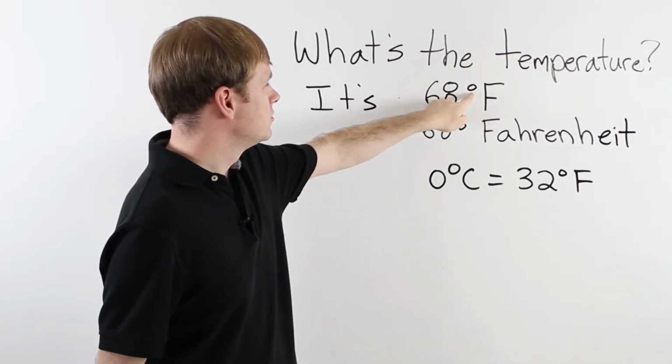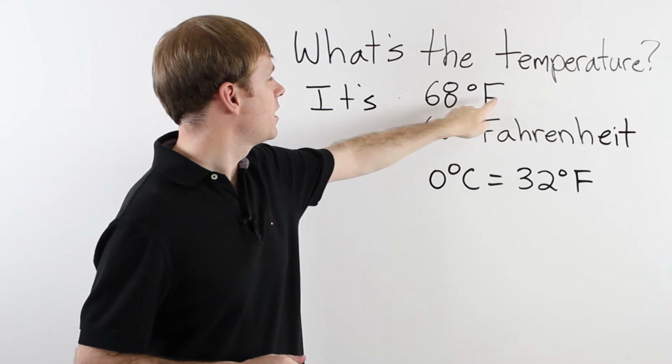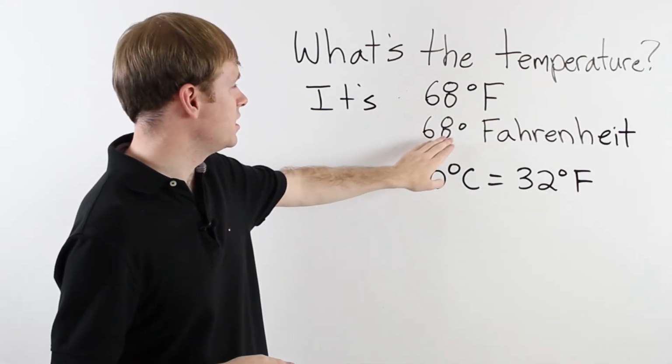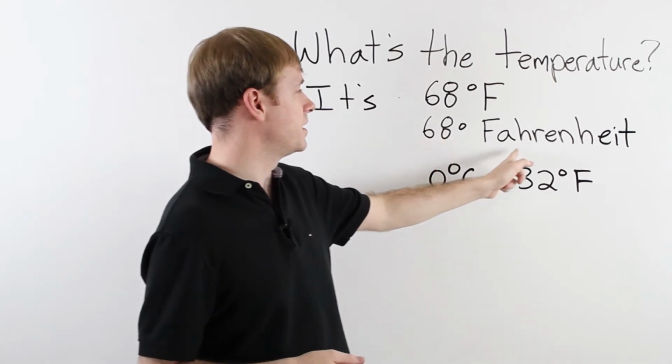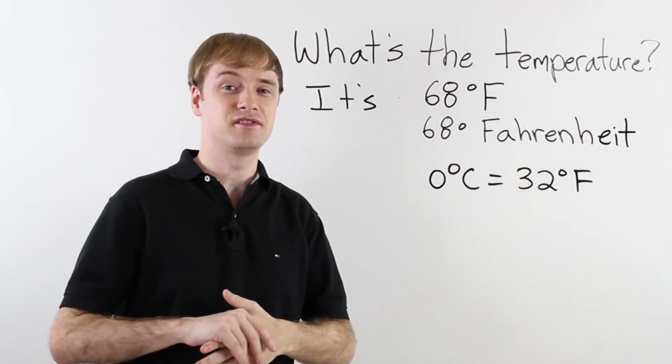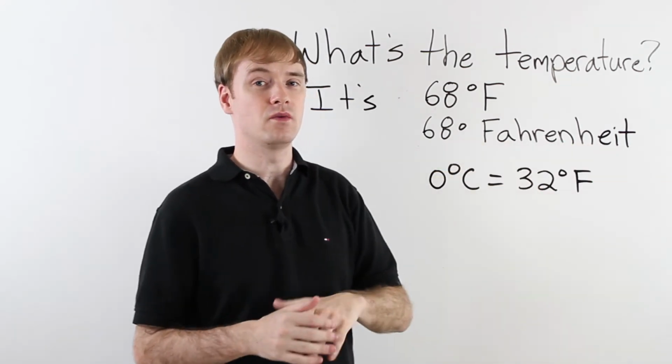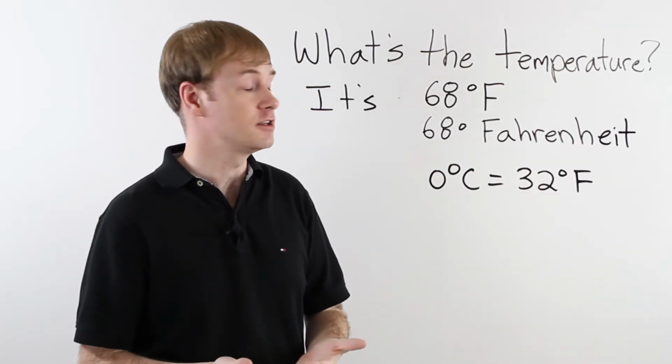68 degrees, that's the same, F. Instead of C, they're going to use an F. And that's 68 degrees. This is the spelling. Oh, it's very difficult to spell, even for me. Fahrenheit, okay? We pronounce that Fahrenheit.